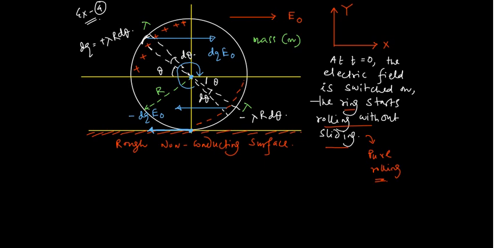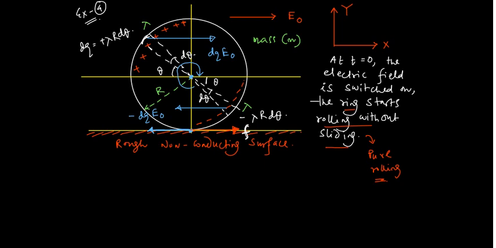So in pure rolling, the point of contact should not slide. For that purpose, if it has not to slide, it must have the friction acting onto it in the forward direction. So that is also another very important concept here. I think this concept is clear.